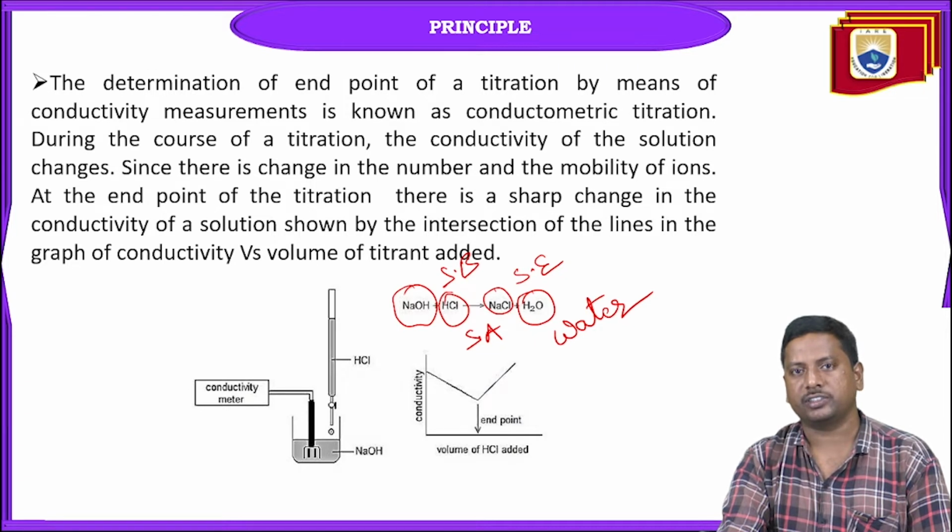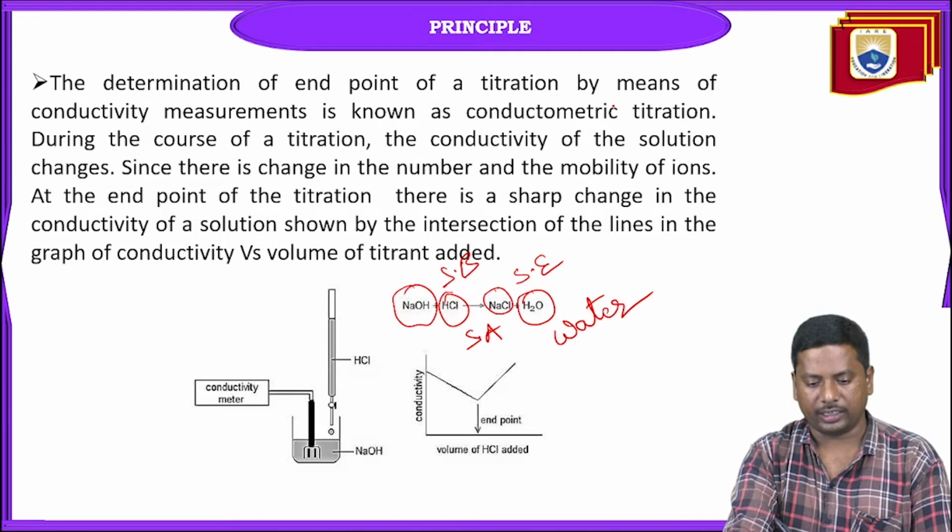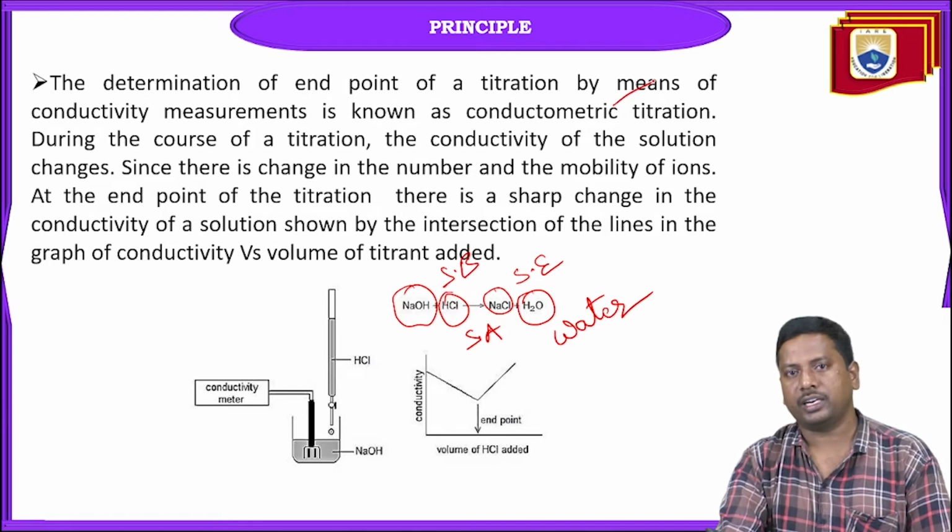It initially starts with a strong base, which reacts with the strong acid to give a strong electrolyte, nothing but sodium chloride, with water as a byproduct. So the determination of the endpoint of a titration by means of conductivity measurements is known as conductometric titration. That means conductometric titration mainly involves determining the endpoint of a reaction by measuring the conductivity. So it is based on the mobility of the ions.